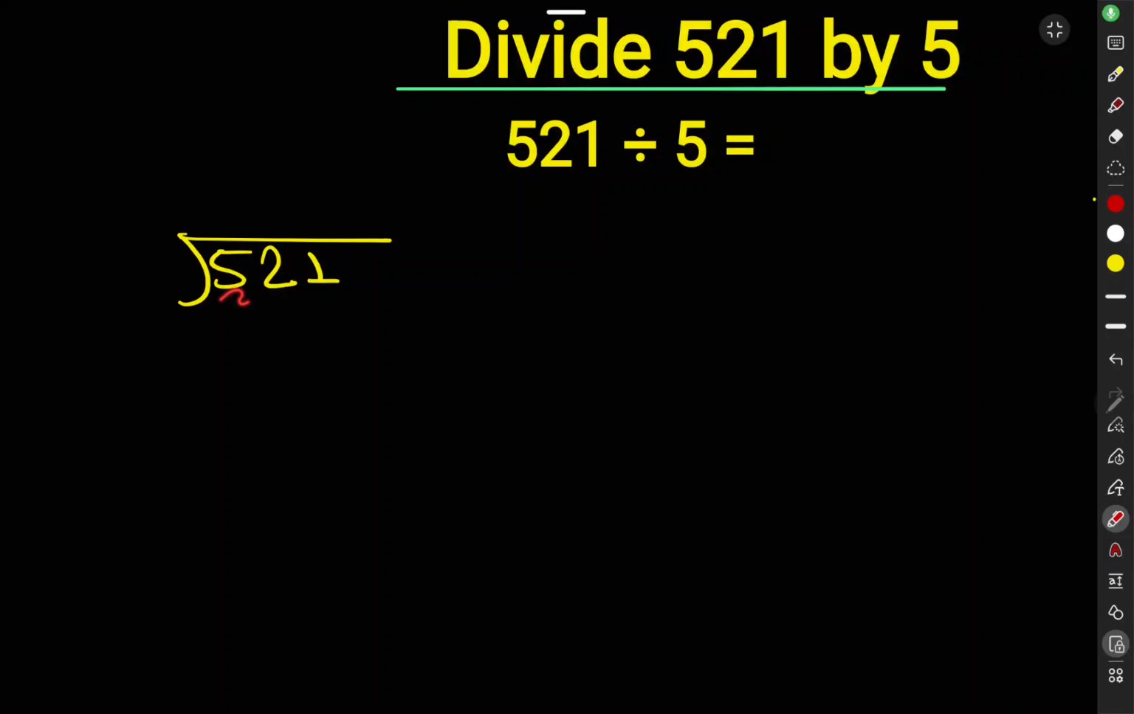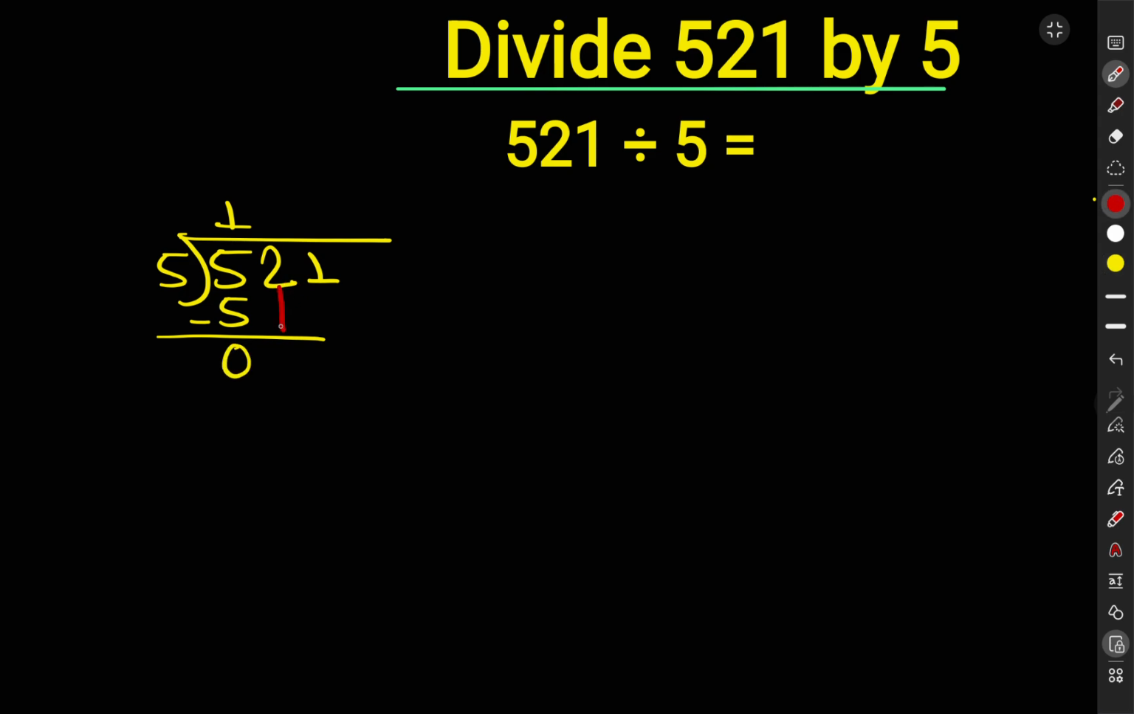Here we divide 521 by 5 in long division method. 5 times 1 is 5. On subtracting we get 0.